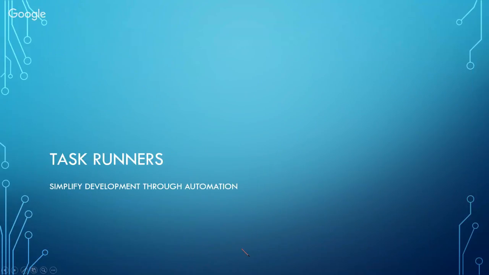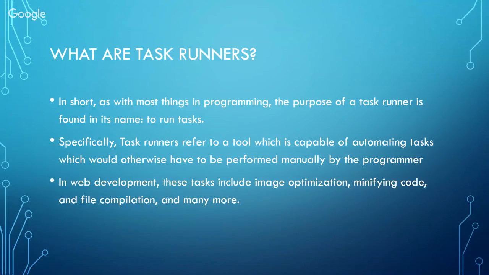All right, now we're going to talk about task runners. And these are things which make our lives easier, which I am always a fan of. All right, so what are task runners? So there's a common theme in programming that the name of something kind of denotes what it does. Like JavaScript is a language which uses syntax similar to Java, but not really, and it's a scripting language. Just as an example.